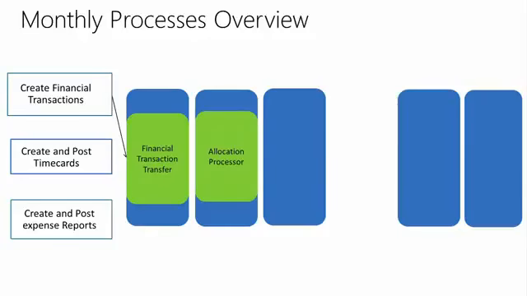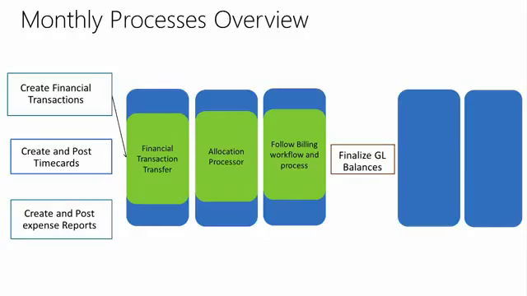Then we run allocator, and again, that's the process where we apply billing rates such as marking up 10%, or applying an hourly rate. And then we apply a billing workflow. Once we're through the billing workflow, then we want to make sure our GL balances are correct. So there would be checking your financial statements, making sure your revenue and expenses are categorized correctly, making sure your balance sheet items are correct. Once you have your balances finalized, we can run indirect rate calculator.